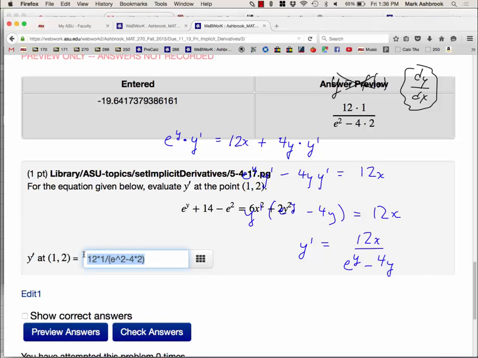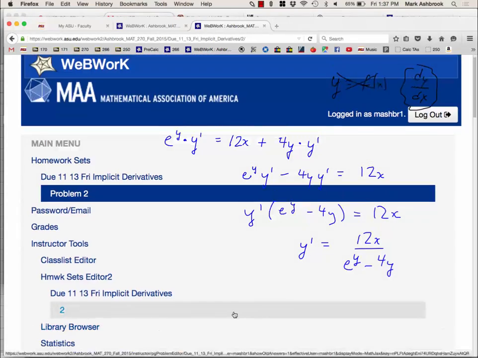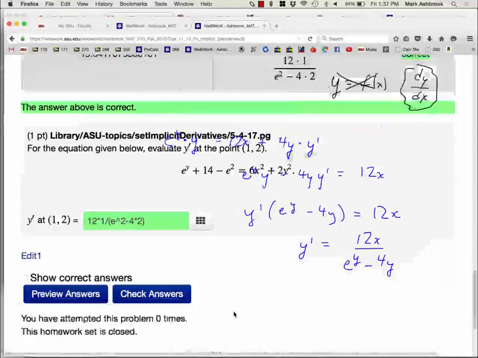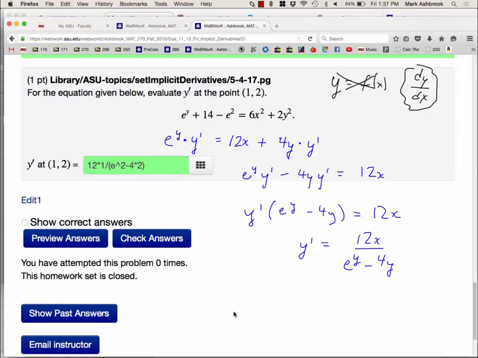So that's another advantage to putting in an expression: you've got this nice answer preview feature that does not waste one of your attempts. And now I'm ready to check it. Got it. Okay, questions on this example? So use WebWork to put in expressions for your answers. It's really helpful. And then use the preview button. Questions on this one? Let's do one more.